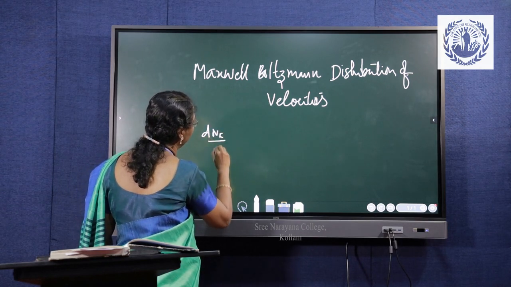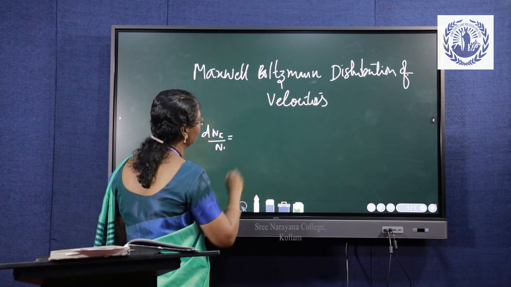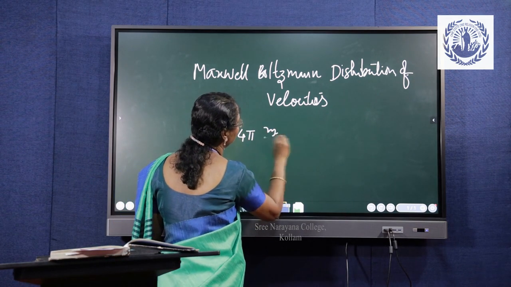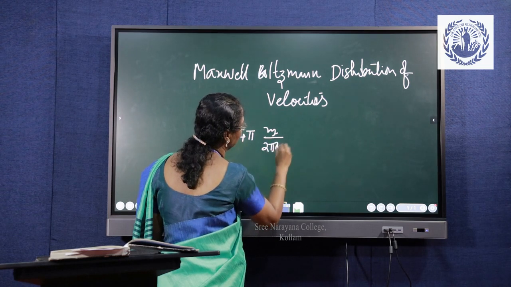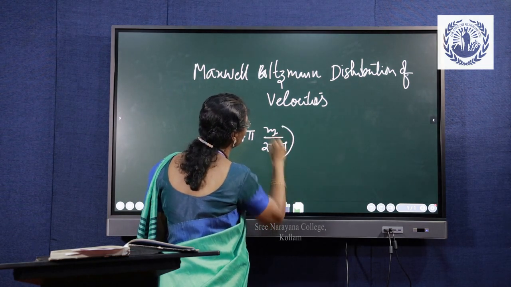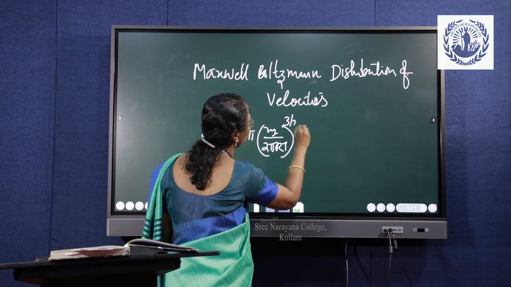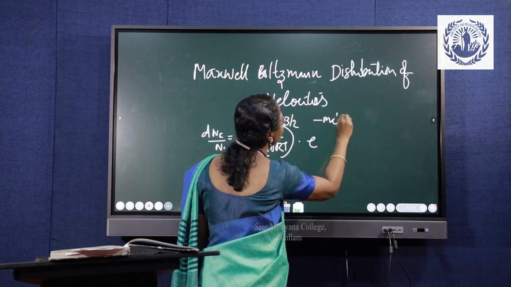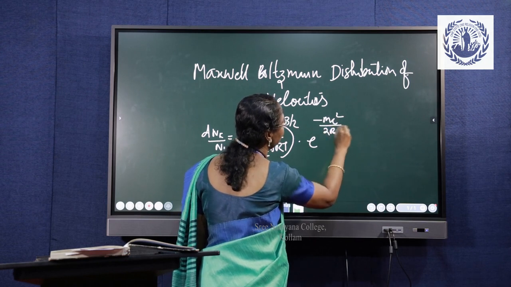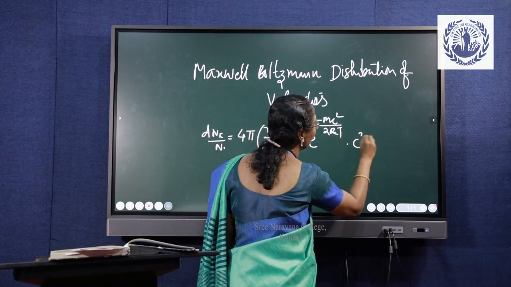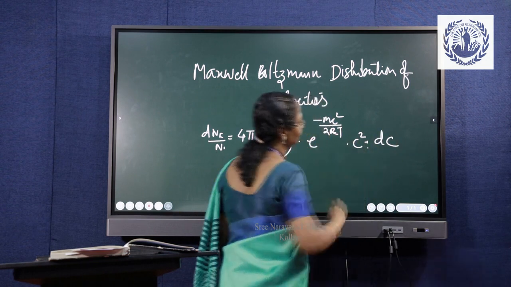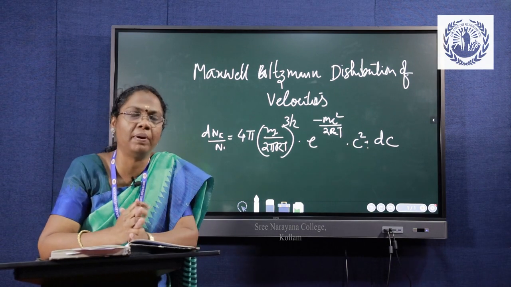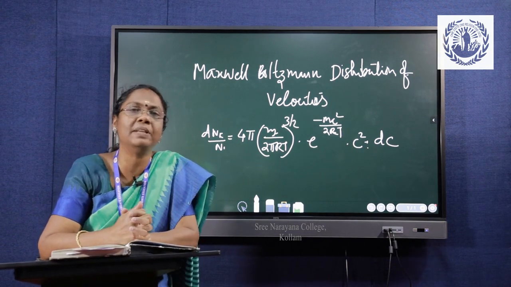dnc by n is equal to 4 pi into (m by 2 pi RT) the whole raised to 3 by 2 into e raised to minus mc square by 2 RT into c square dc. This is a famous equation and is used to find out the most probable, the average, and the root mean square velocities.